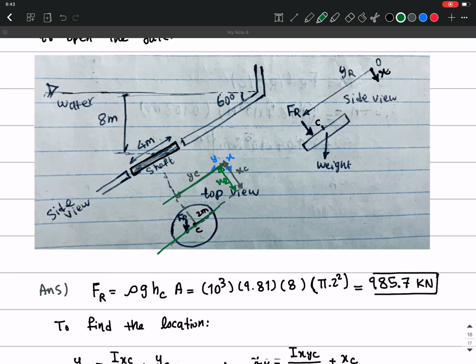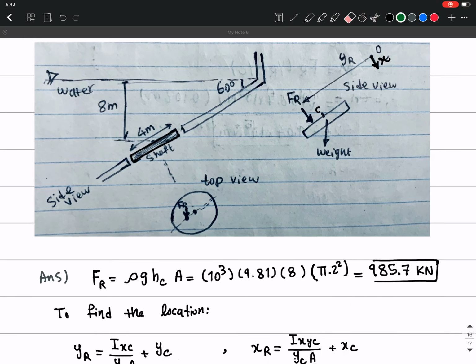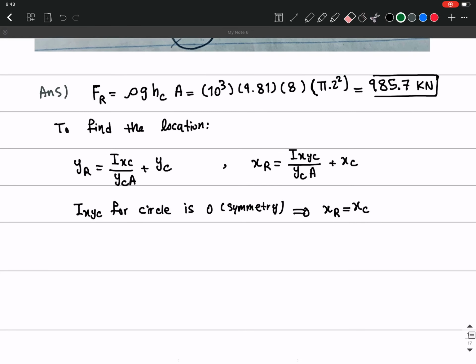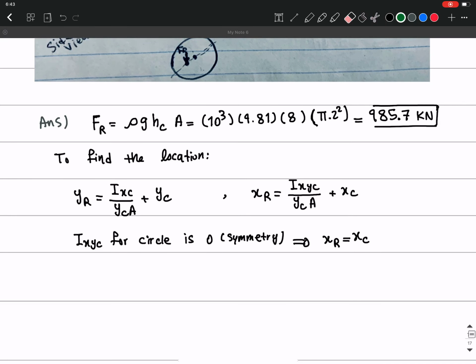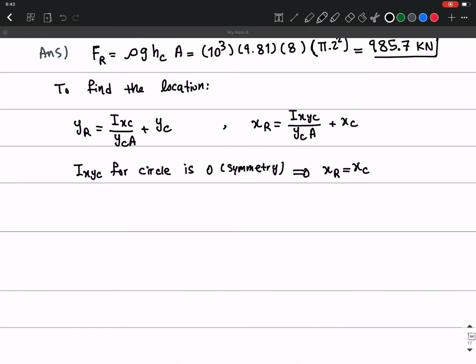Yr should be a little bit further down the centroid. Okay, so this is going to be yr. Okay, so this is what we also expected from this figure, and we can also get it from these equations that we introduced. Okay, so now let's calculate yr. So what is going to be the location of the resultant force?